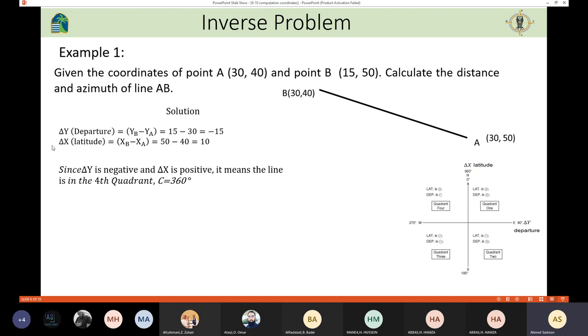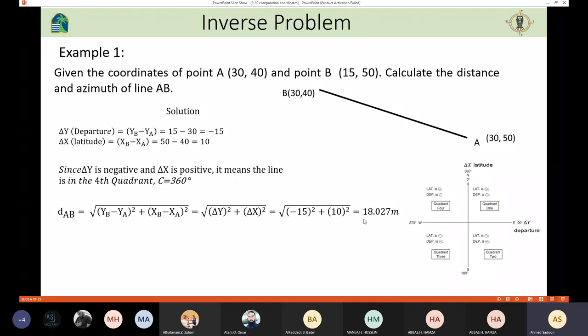I know the value of the departure and the value of the latitude. I'm going to apply this formula according to the Pythagorean theorem. The distance from A to B is the square root of the departure squared plus the latitude squared, delta Y and delta X. Delta Y is minus 15, I'm going to substitute here. And the value of delta X is 10, I'm going to substitute here. The distance came out to be 18.027 meters. So the distance from here to here is 18.027 meters.